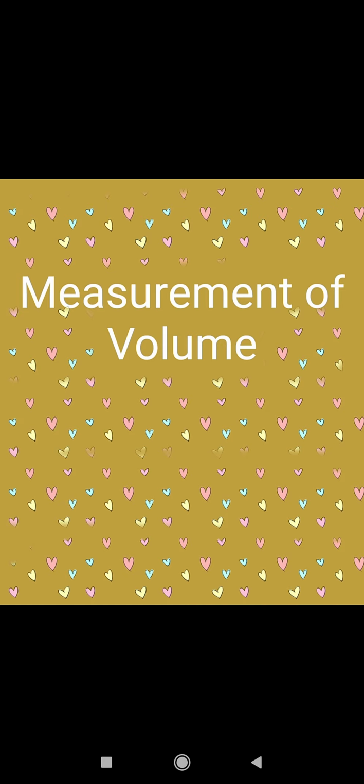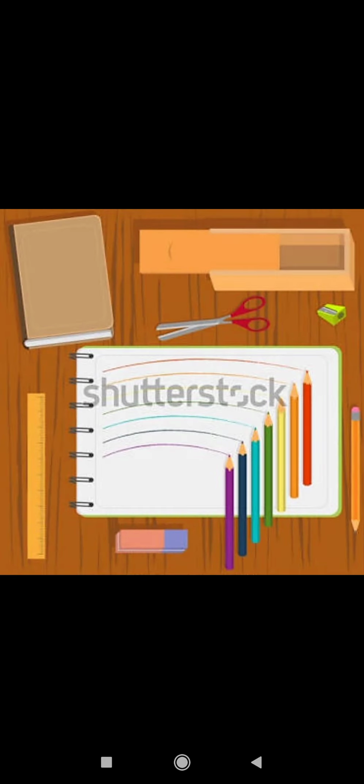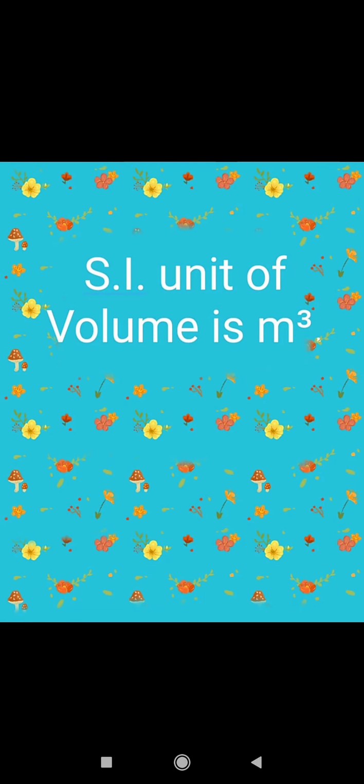Volume. Every object occupies space. For example, a book, a table, a chair, a bag, and a bottle. However, different things occupy different space. The space occupied by an object is called its volume. The SI unit of volume is cubic meter. We can also measure volume in cubic centimeters, liter, and milliliter.